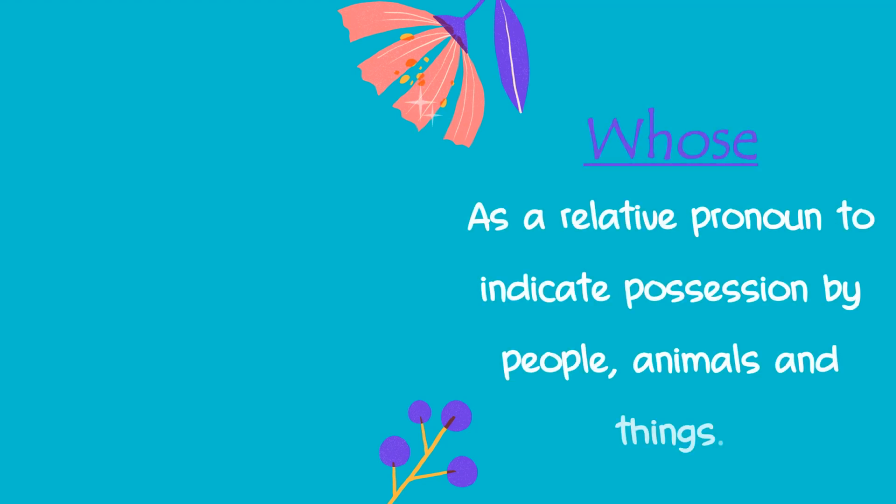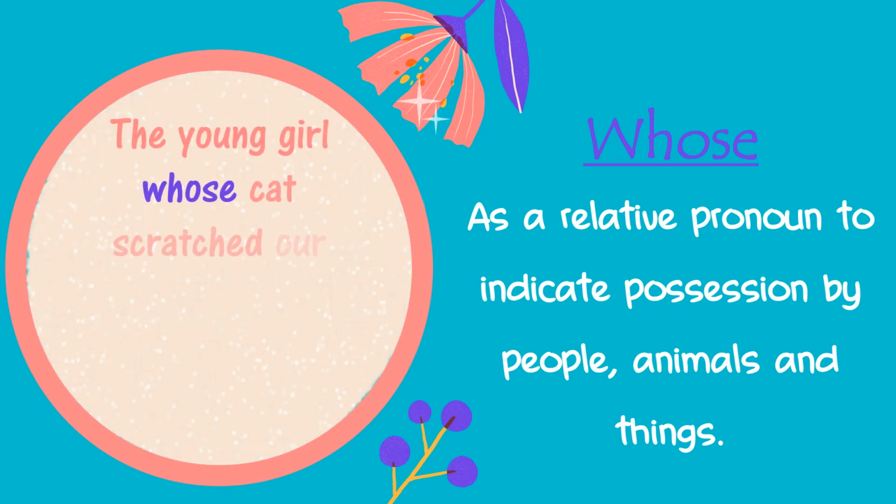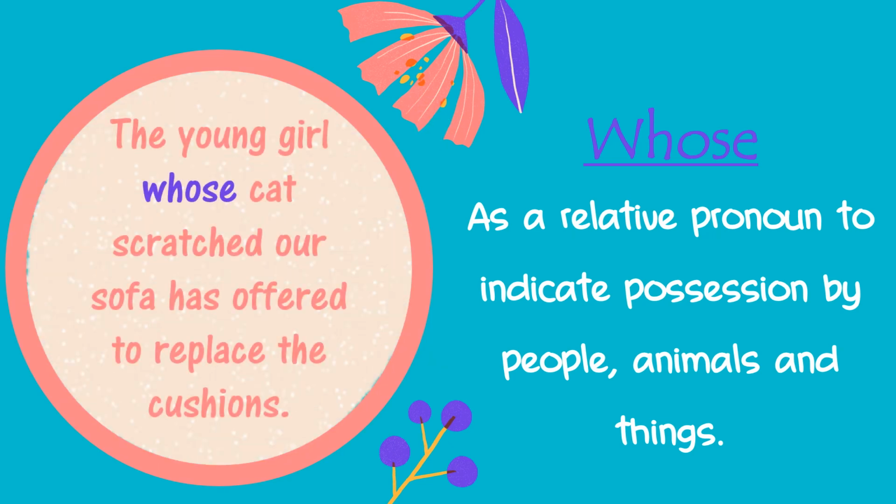We usually use whose as a relative pronoun to indicate possession by people, animals and things. You know what is possession? That is belonging. Let us take this example. The young girl whose cat scratched our sofa has offered to replace the cushions. So here whose is showing about the clause that is cat scratched and the noun young girl. Understood?